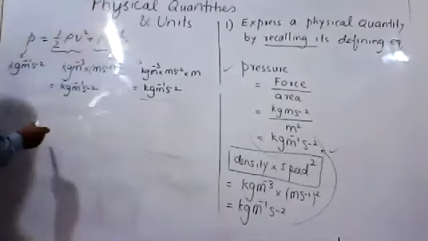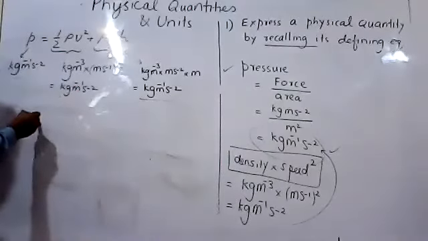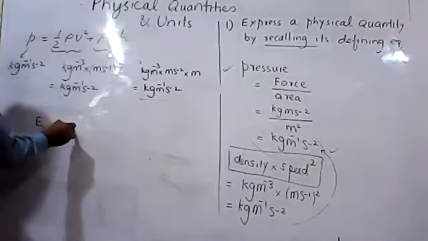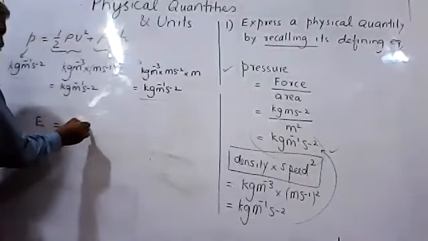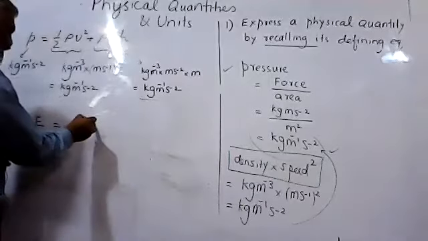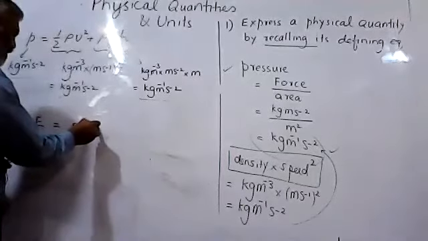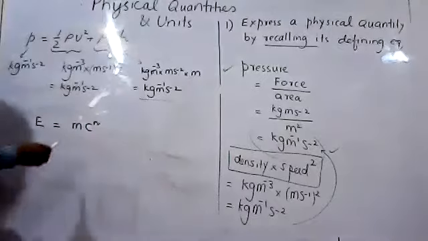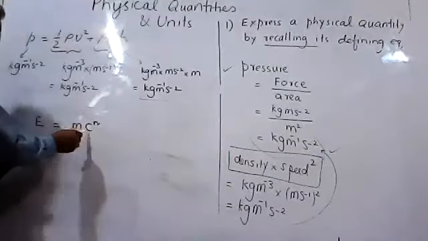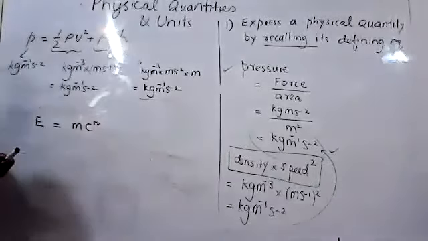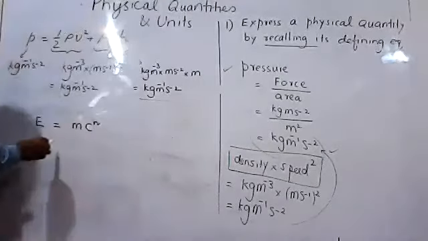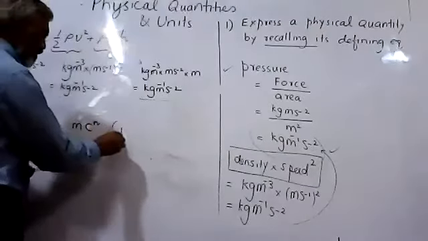Suppose we know that this equation is homogeneous. Energy is equal to mass times speed. But we don't know what is the power of this speed. We know m is raised to power 1, but we don't know whether this c is raised to power 1 or 2 or 3. So this n is unknown in this homogeneous equation.